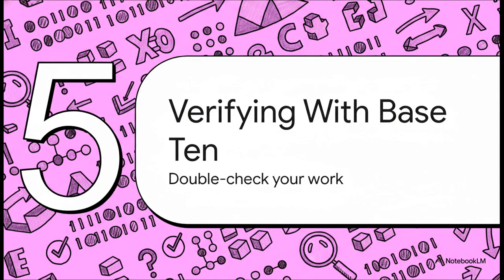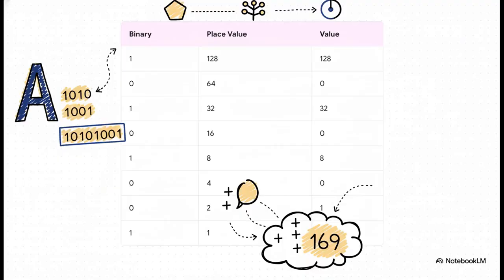Section 5. Verifying with base 10. So you've got this long binary sequence. How do you know for sure you didn't just mess up the math? We verify it by converting it back into our trusty base 10 decimal system. Let's look at hex A9. A is 10, which gives us 1010. 9 gives us 1001. So our combined binary is 10101001.